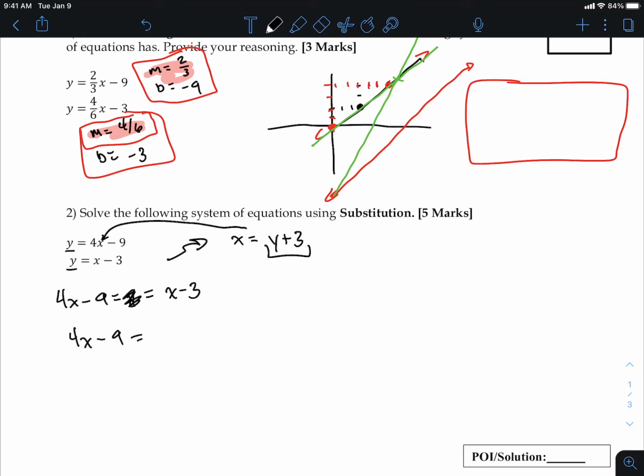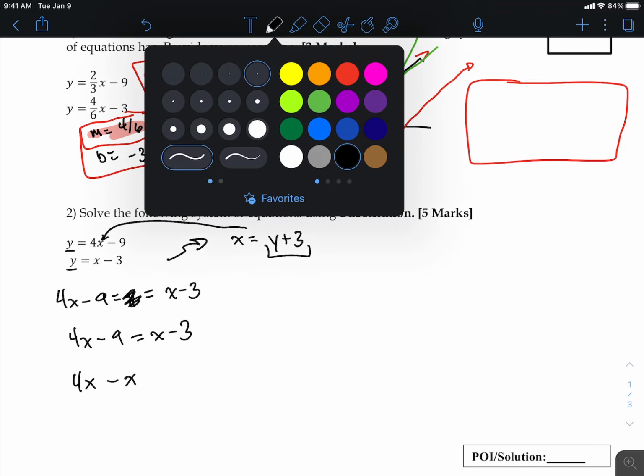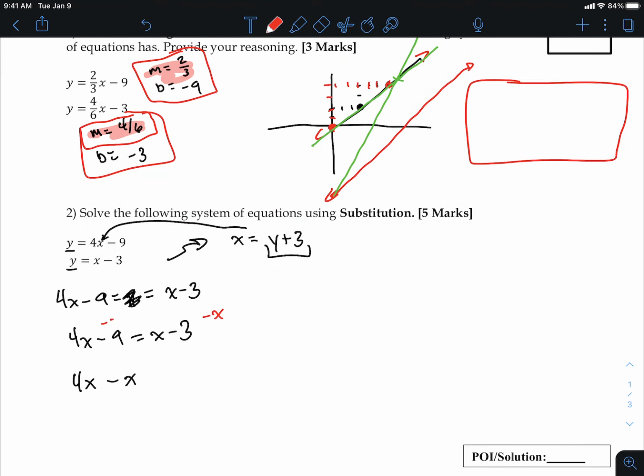4x minus 9 is equal to x minus 3. And then there's no more y, so you're just going to solve for x. This is just like a linear equation from lesson 1.1. So I can move the x over. I can go 4x minus an x, and all I did was subtract an x from both sides. And then these cancel with each other. I'm going to do the same thing with the 9, but this time you have to be really careful, because if you make a sign error, you're going to get the wrong point. So you're just going to add 9 to both sides.